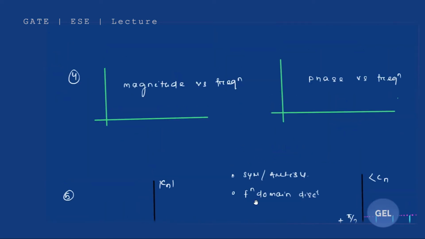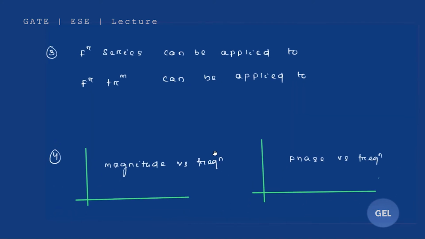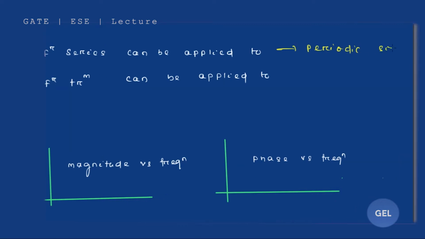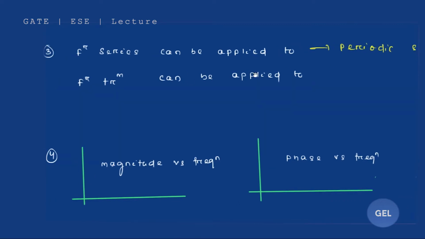Second point is very important. Listen to this carefully. The third point, I can say, is that Fourier series can be applied to periodic signals, and Fourier transform can be applied to non-periodic and periodic signals. So if you get some kind of assertion-reason question, you can answer it properly. It is not that Fourier transform is only for periodic signals. It is not so. You can apply Fourier transform on non-periodic signals as well.